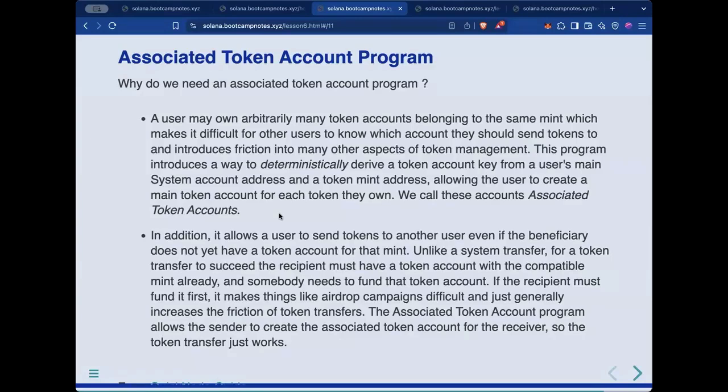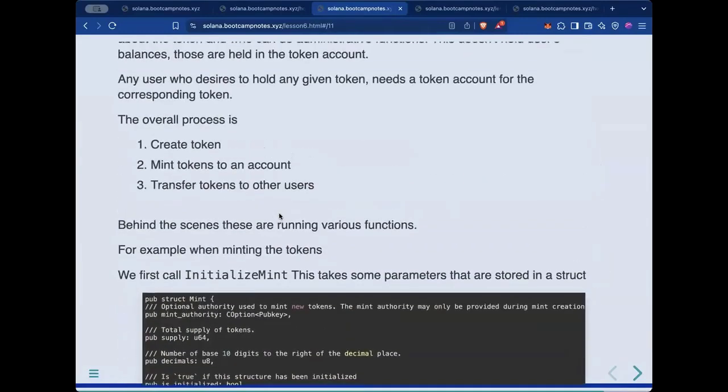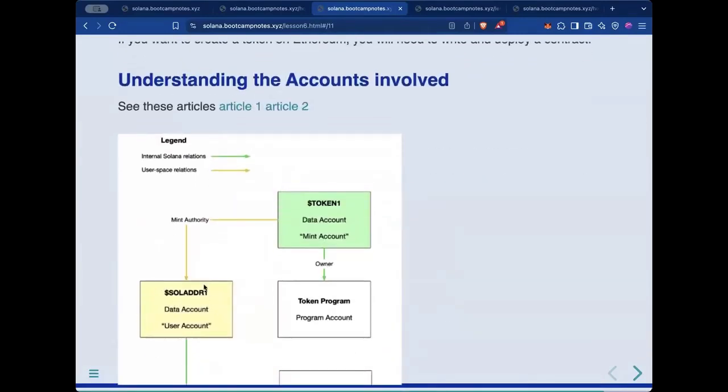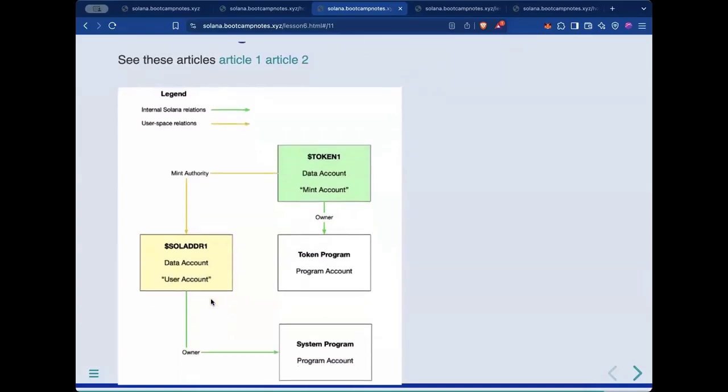Another way that this is used is if you imagine Alice wants to send some tokens to Bob, but Bob doesn't actually hold any tokens of that particular type yet. That means that he won't have one of these accounts set up yet for him. Obviously, you only create one of these accounts when somebody is going to be holding those tokens. You're not going to create an account for every potential user in the system. So you just need to create this when somebody actually owns some tokens.